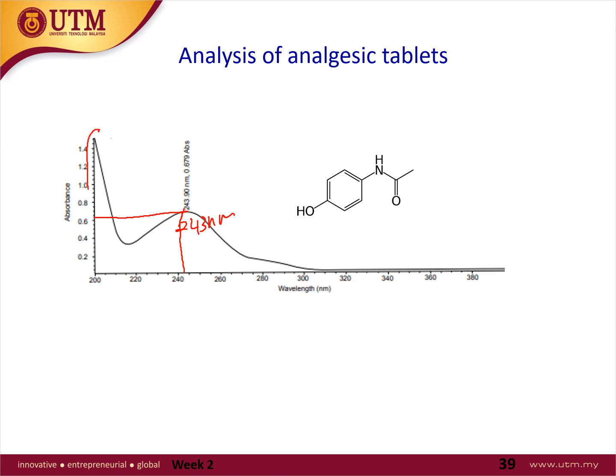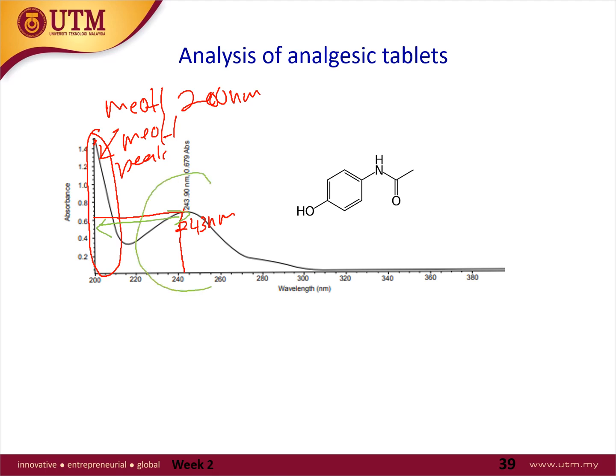So what is this? There is also one other peak, right? So it mostly comes from the solvent. If you use water, then water just now, methanol absorbs at 200 nanometer, right? Therefore, this is the methanol peak. Okay. So, because it is so far as compared to the acetaminophen, you can quantitatively analyze the acetaminophen peak independently from the methanol, no problem.